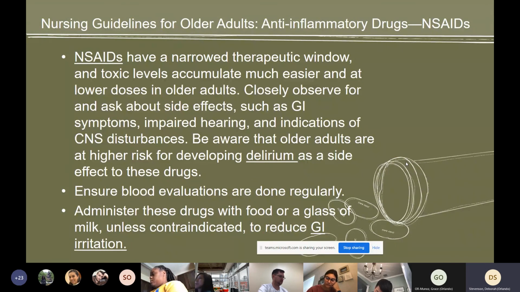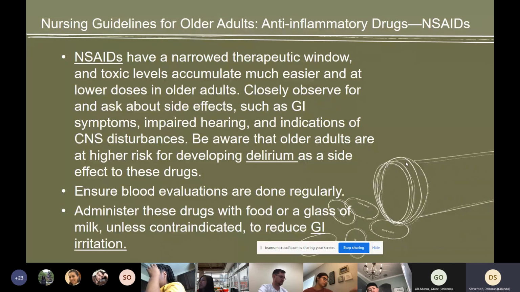We want to look for any type of side effects. Again, we're aware of the GI symptoms. However, remember that with an NSAID, it could take several weeks before any bleeding potential, because it just takes a while to accumulate. And so they may not start bleeding right away. All right. So we just need to teach them about those GI problems. It could affect their hearing, of course, and some other things.